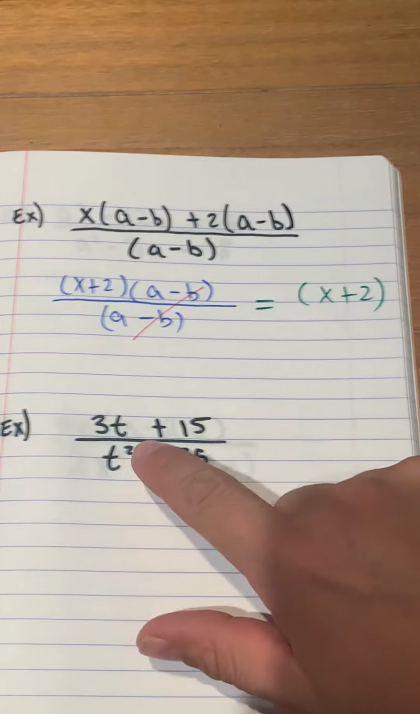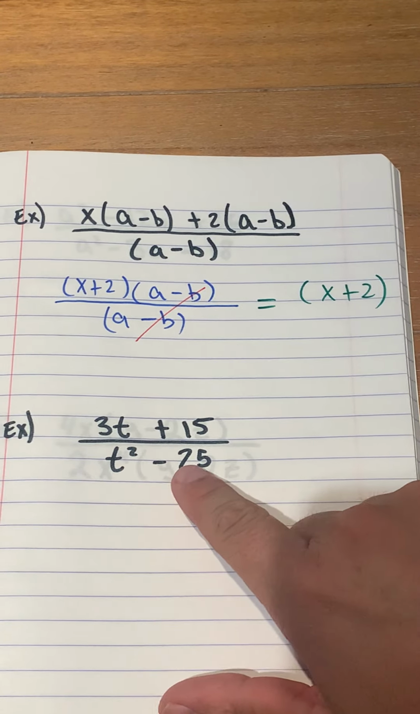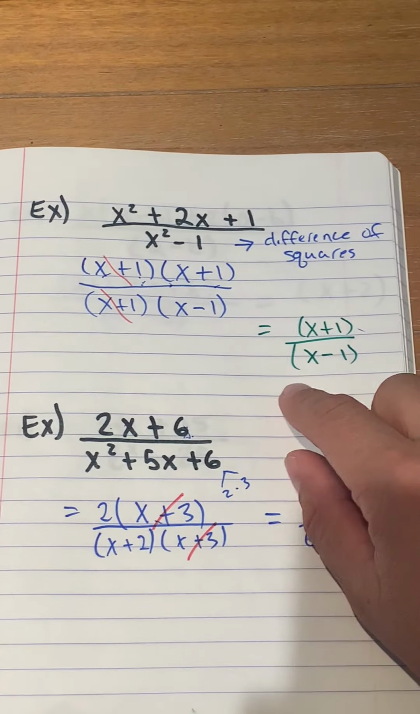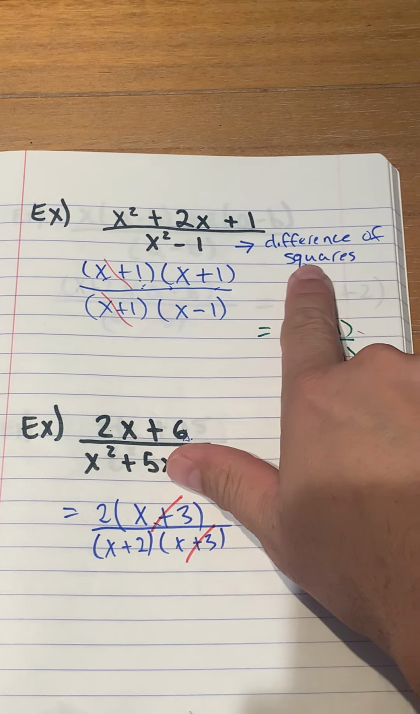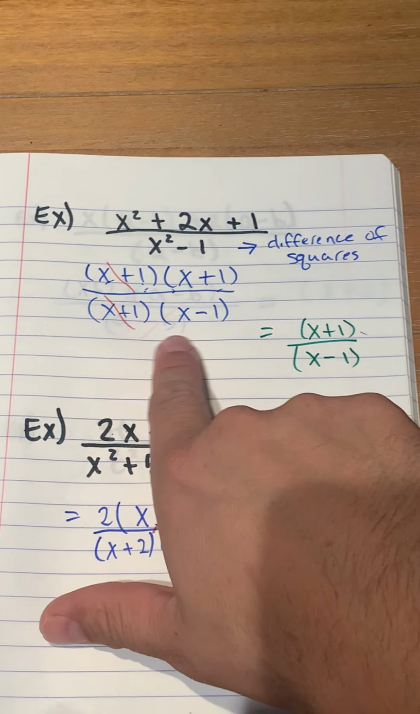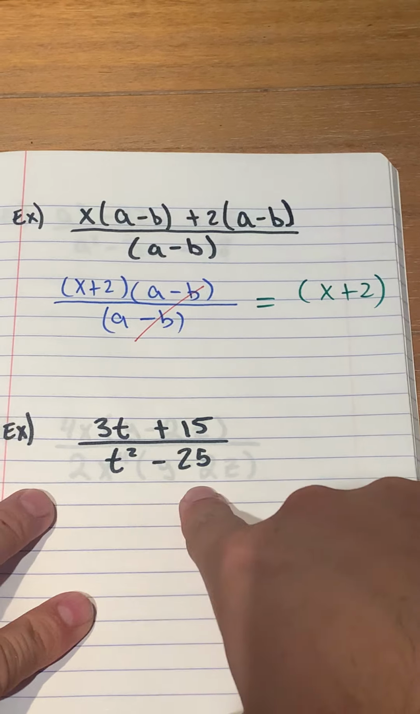Next problem. We have 3t plus 15 over t squared minus 25. Remember, t squared minus 25 is the same form as x squared minus 1, which is called what? Our difference of squares. So we have our formula, (x plus a)(x minus b). We're going to do the same thing with this.